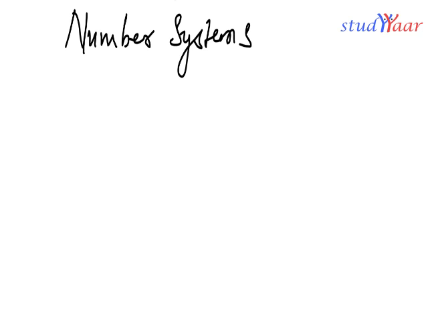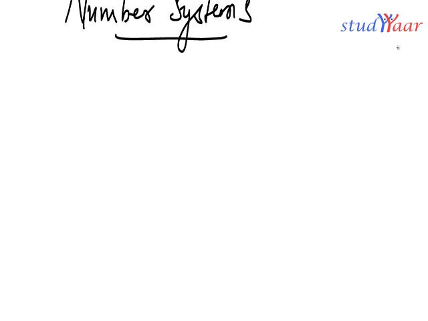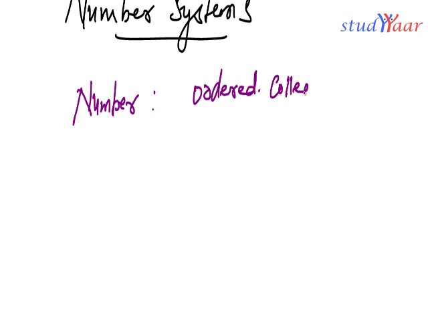So today we are going to talk about the number systems. Okay, so let's first understand how we define a number, or what is a number. I say a number is an ordered collection of symbols. Why is it an ordered collection of symbols?